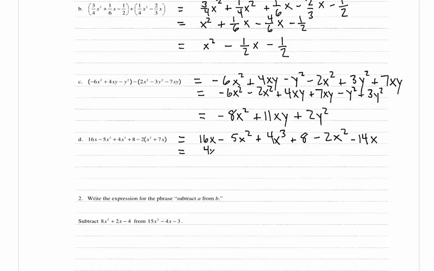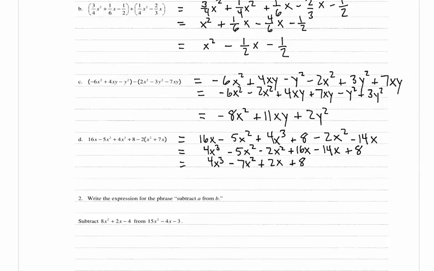So I have 4x cubed minus 5x squared minus 2x squared plus 16x minus 14x plus 8. And this is equal to 4x cubed. Now I have negative 5x squared minus 2x squared is equal to negative 7x squared. And I have 16x minus 14x is plus 2x plus 8.